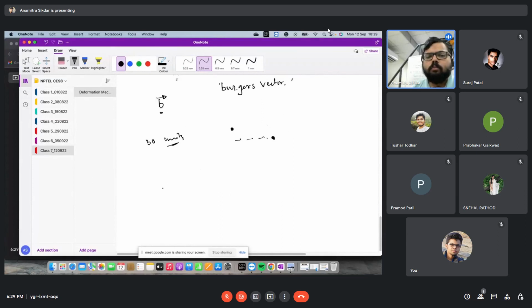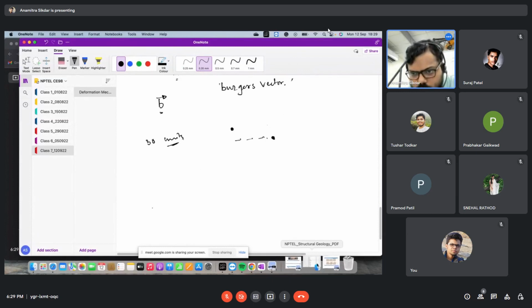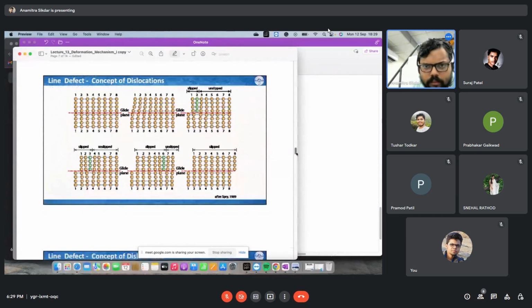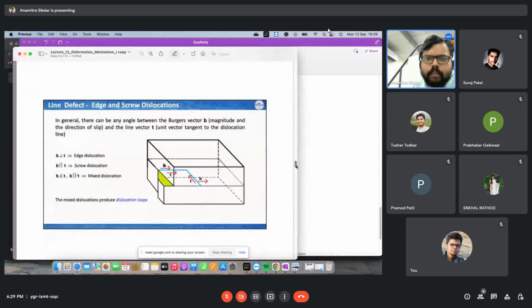Suppose you are getting movement along a particular plane. So when you are moving this upper block, maybe in this direction or this direction, there will be one line that will be produced, right? So that will be the line at which the slip is happening. After that there is no slip, but before that there will be slip. All right. So this is actually called the line defect.